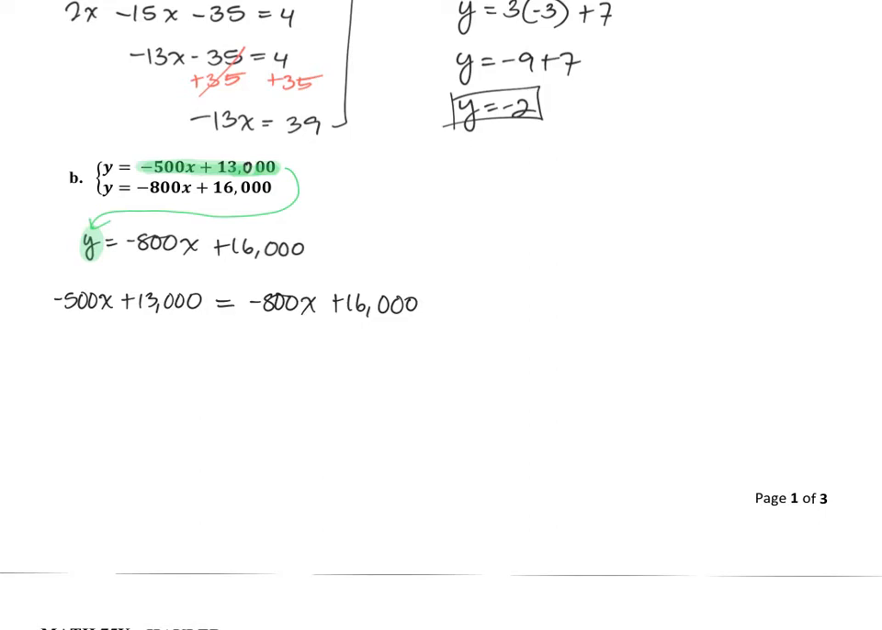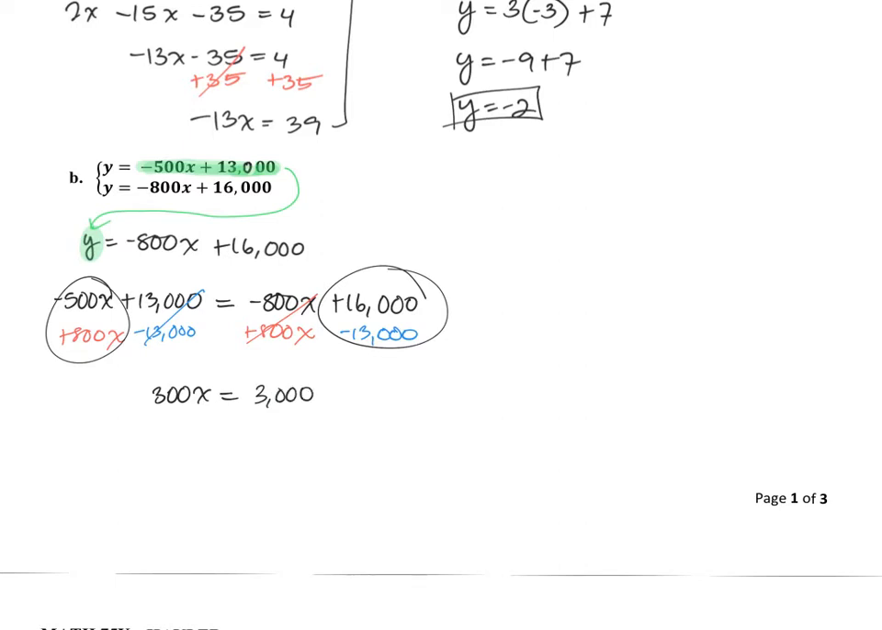Alright, let's go ahead and solve. So getting the x values on one side, I'll go ahead and add the 800s to both sides. And in the same step, I'll go ahead and subtract the 13,000 from both sides. So negative 500 and 800 is going to be 300x equal to, and 16,000 minus 13,000 is going to be 3,000. Alright, let's go ahead and divide by 300. Let's see, those zeros cancel and we're left with 30 divided by 3, which simplifies into 10. And remember, we're not done.